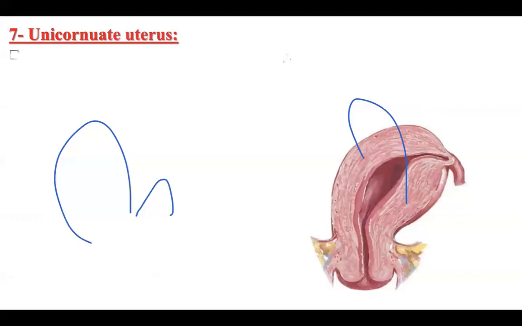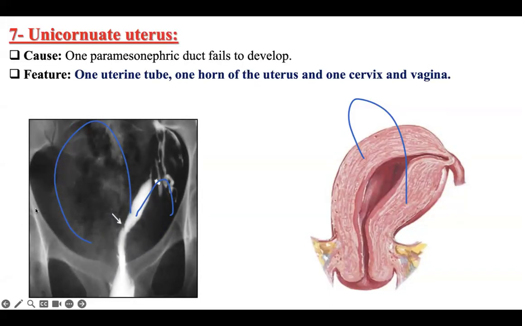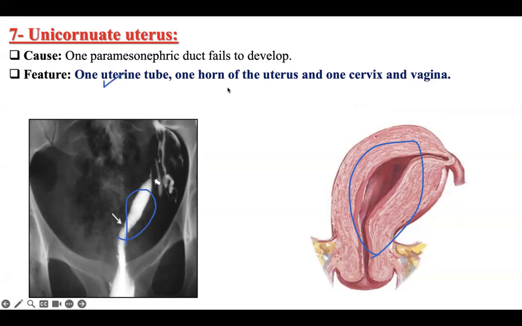Okay. What else here? Unicornuate uterus. What do we mean by unicornuate? Uni means one. The uterus arises from only one duct, so it is one horn. So it is named unicornuate. We have one tube, half of the uterus, one horn, one cervix and one vagina. So it is named unicornuate uterus.